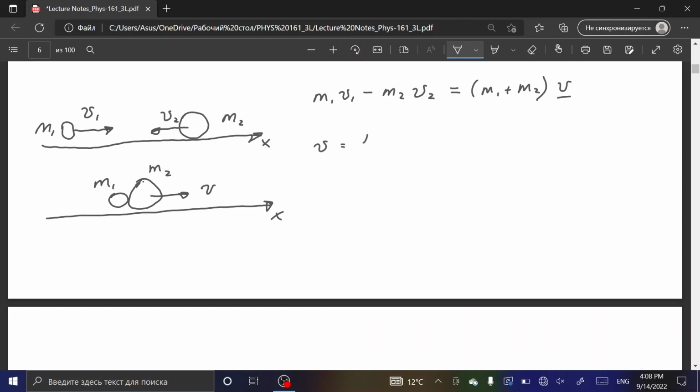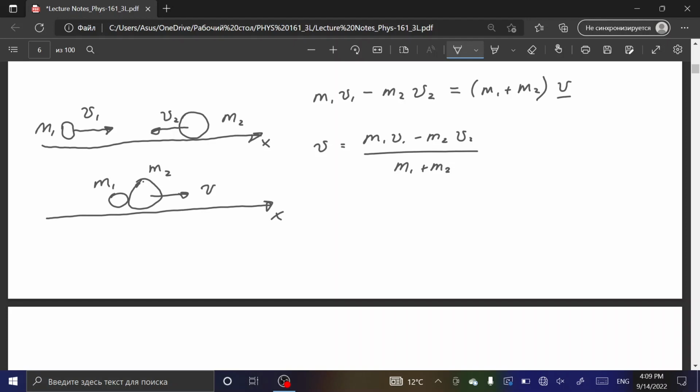V will be equal to m1 times v1 minus m2 times v2, divided by the sum of these masses, m1 plus m2. Keep in mind here that this is our arbitrary assumption that the velocity will be along axis x. However, it may not be true because we don't know which of these possesses the higher linear momentum vector. So that will be defined here.